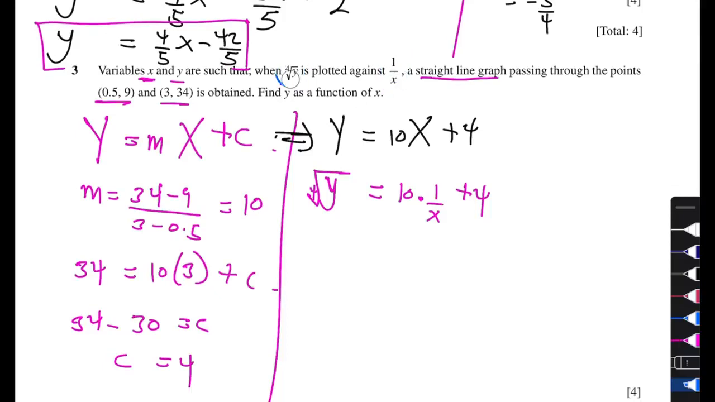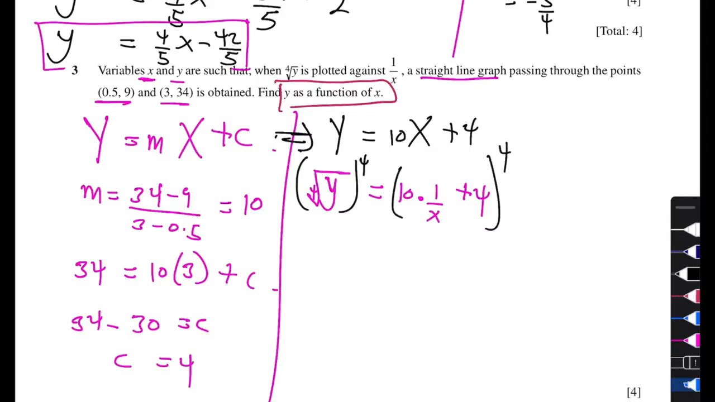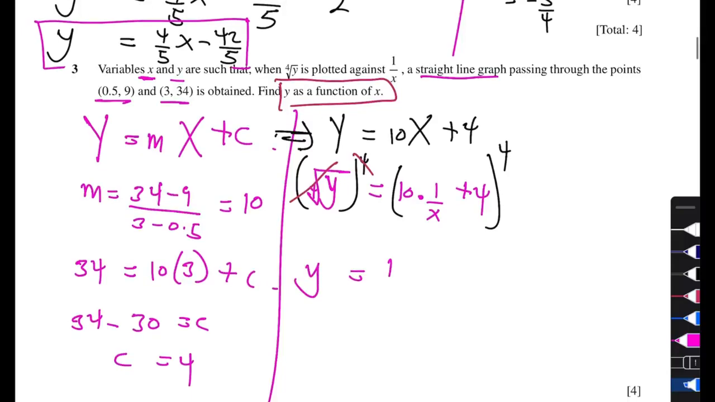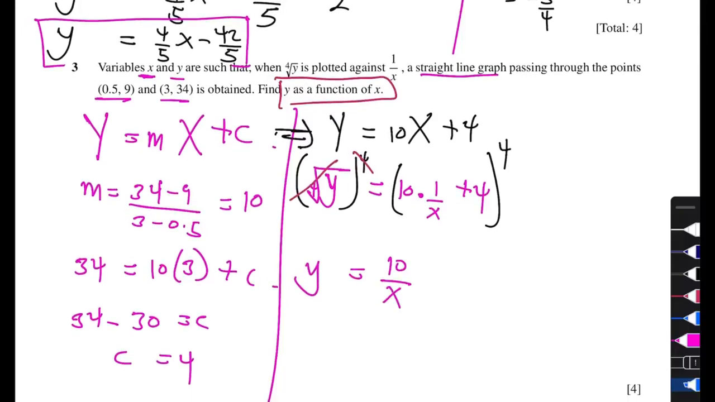What is the question asking of us to do? They said find y as a function of x, so they want you to make y the subject. Since we have the fourth root, you can just take the fourth exponent of both sides, and that makes sure that this particular fourth root is removed. So you have y is equal to 10 over x plus 4, all raised to the power 4. You do not have to expand this, just leave it like that. They said make y the subject. You've made y the subject, so just move on.